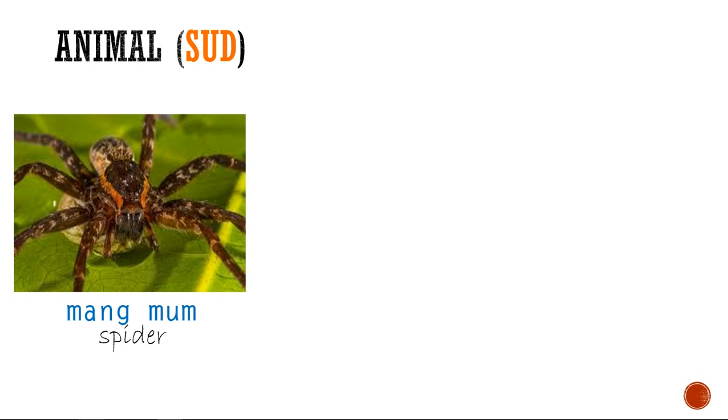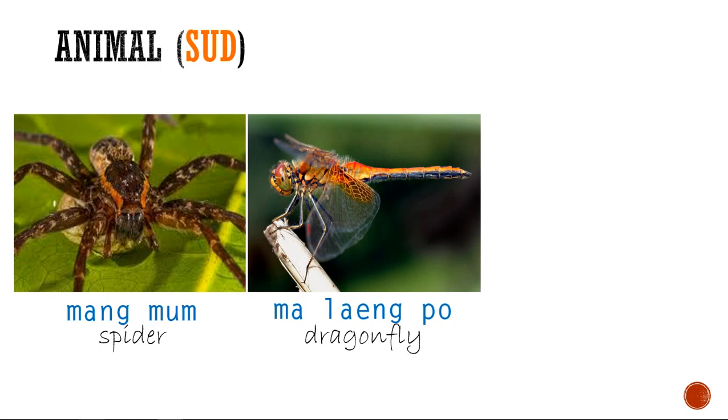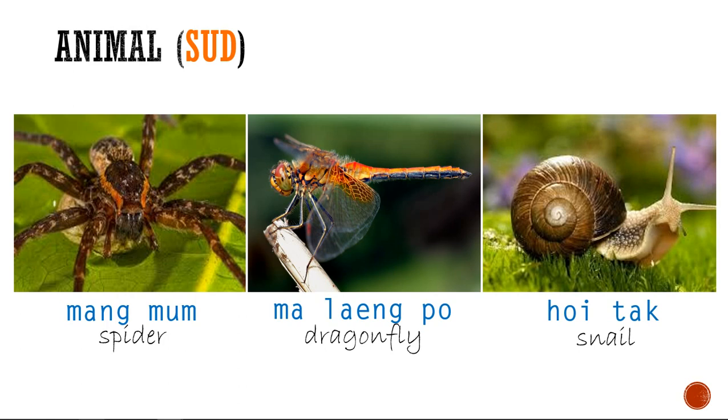Mang mum. I'm very scared of this one. Mang mum, spider. Mum means like a corner, and mang is like the insect. So it is insect at the corner. Mang mum, spider. Ma lang paw, dragonfly. Hoi thak, snail. Hoi means like the shell.